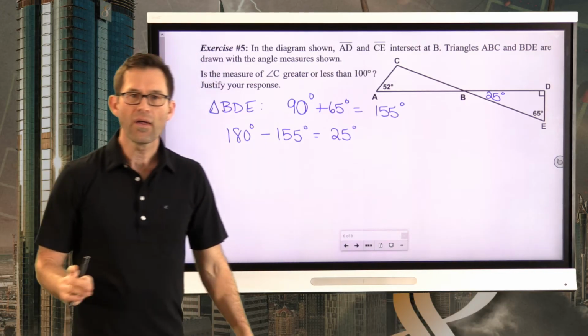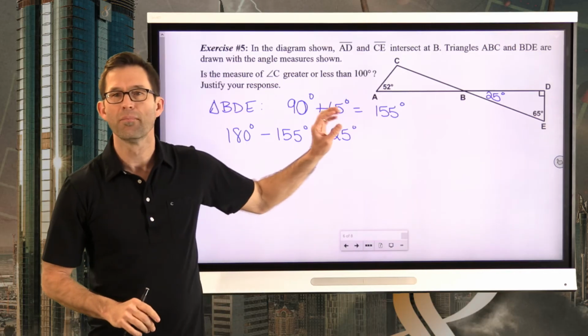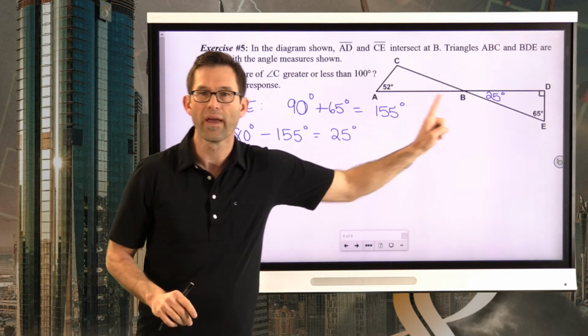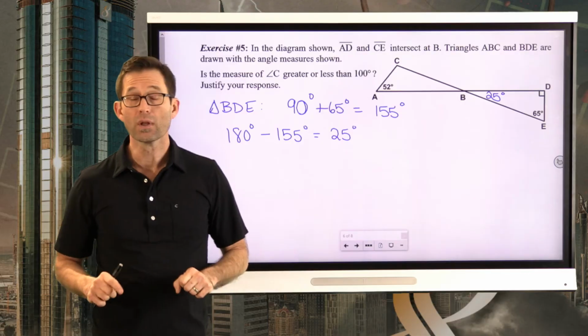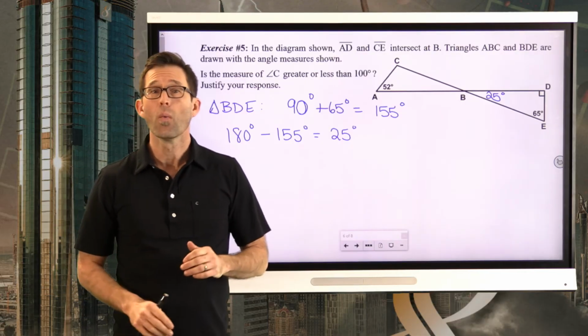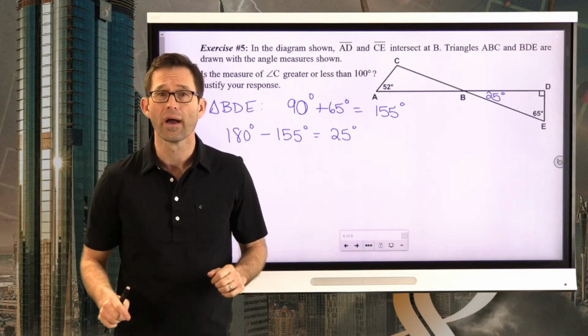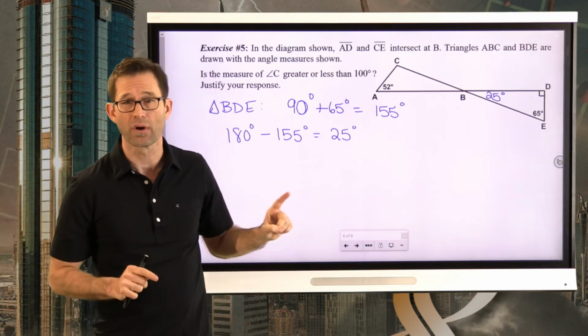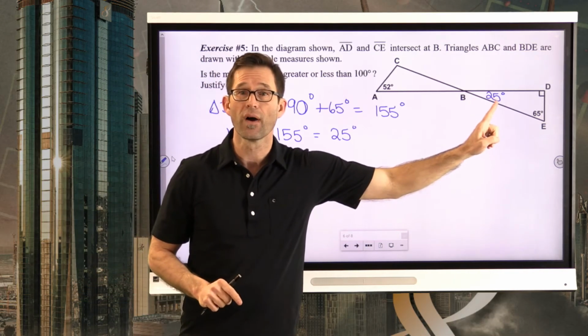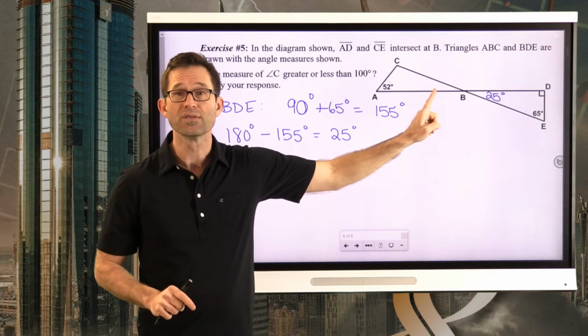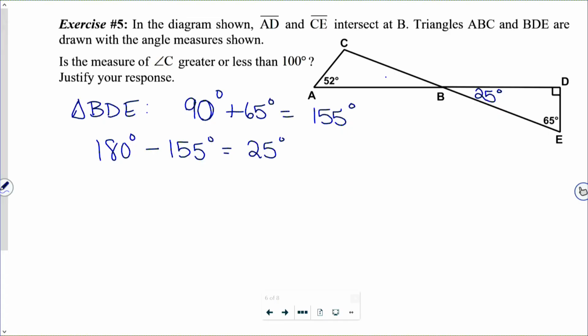Okay? Now the question is, how do I make the jump over to this triangle, triangle ABC? Well, one thing that we learned, and it was a little while ago, was that vertical angles, or 2 angles that are created by crossing lines, those angles have the same measure. Meaning that if this is a 25-degree angle, this is also a 25-degree angle.